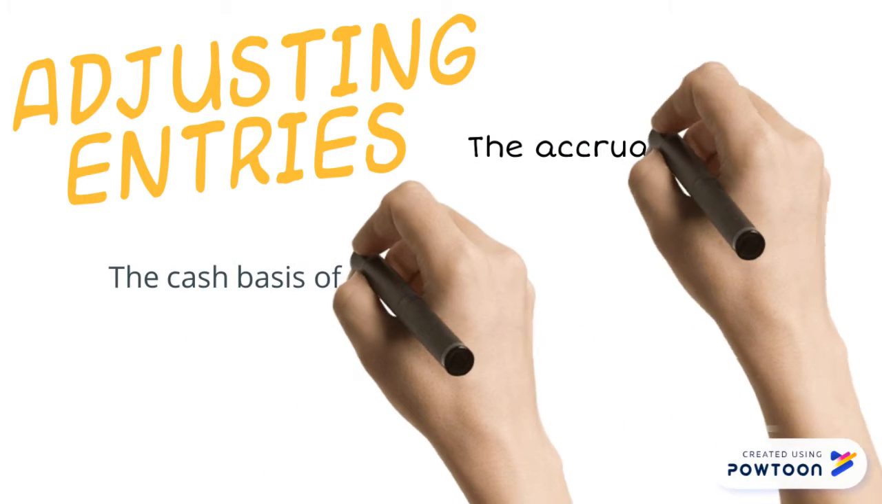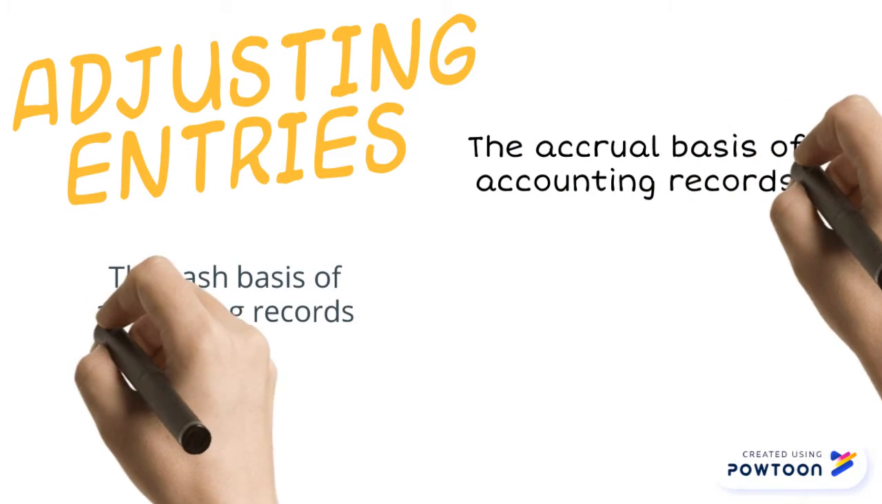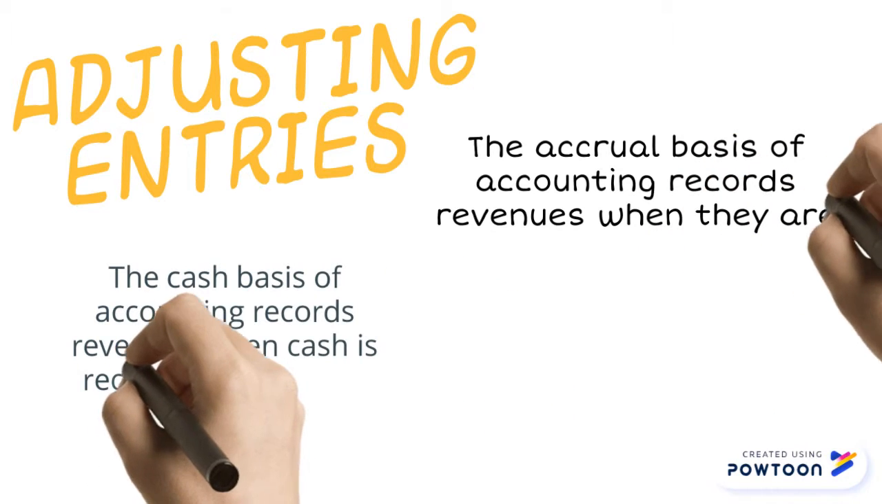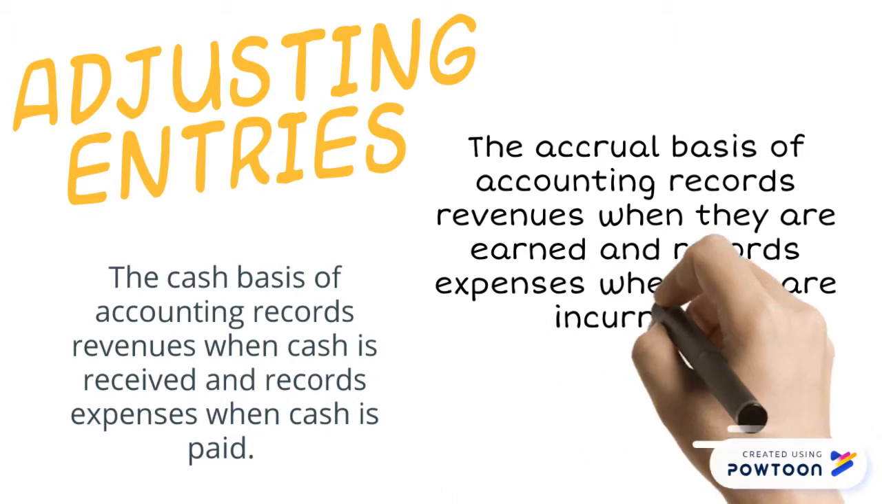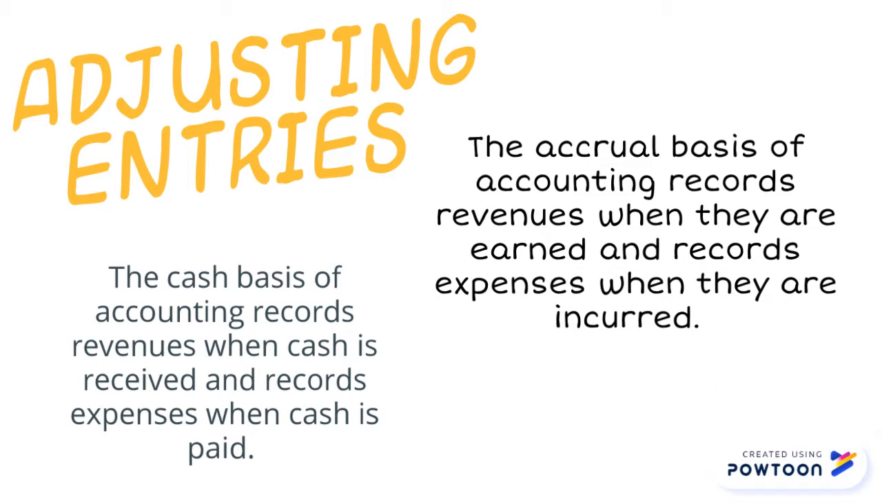Adjusting entries include the cash basis, where accounting records revenue when cash is received and records expenses when cash is paid. On the other hand, there's the accrual basis of accounting, which records revenue when it is earned and records expenses when they are incurred.